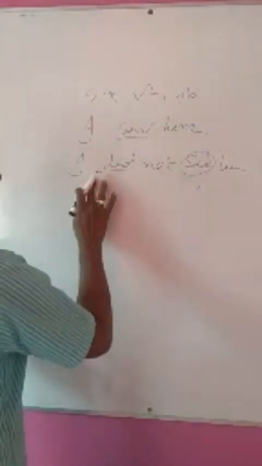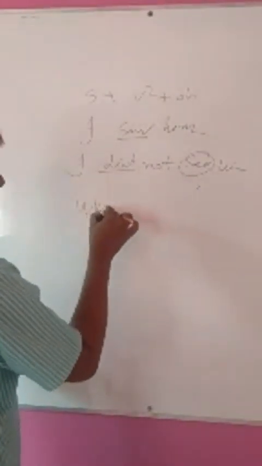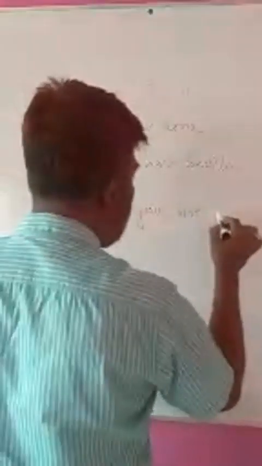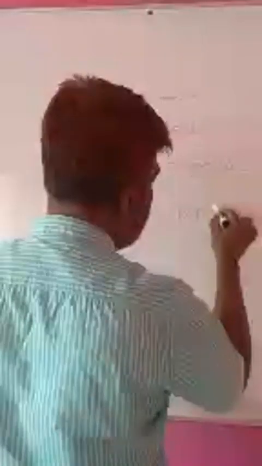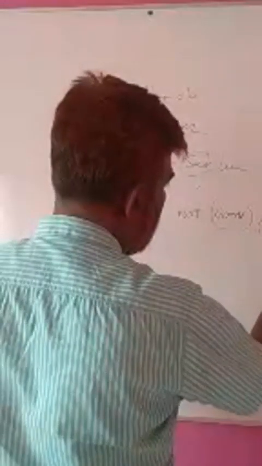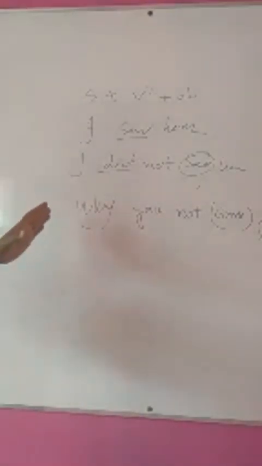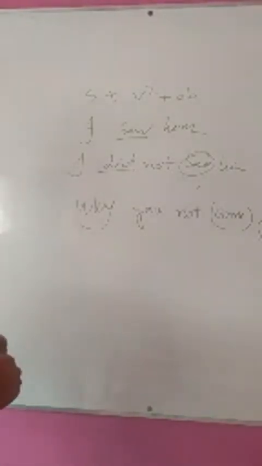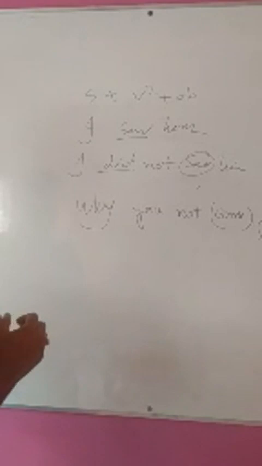Let's go to the example. Why you not (come) yesterday? Here yesterday is telling me that it is past indefinite tense, so I have to use the structure rules of past indefinite. Here why is telling me that it is an interrogative sentence. For this reason we have to make the sentence interrogative.